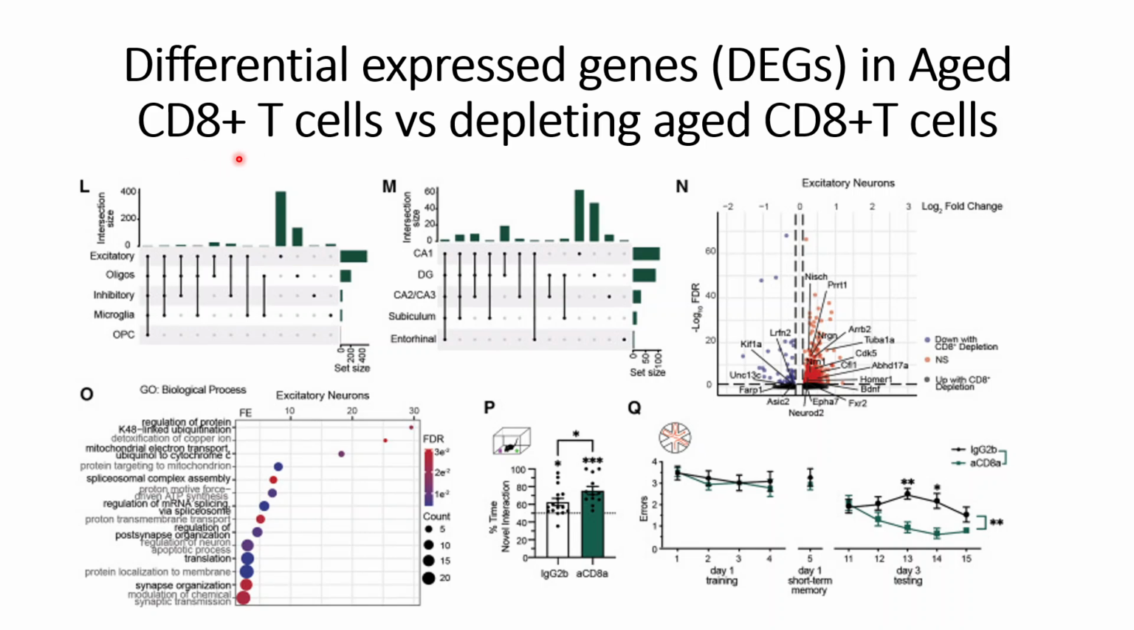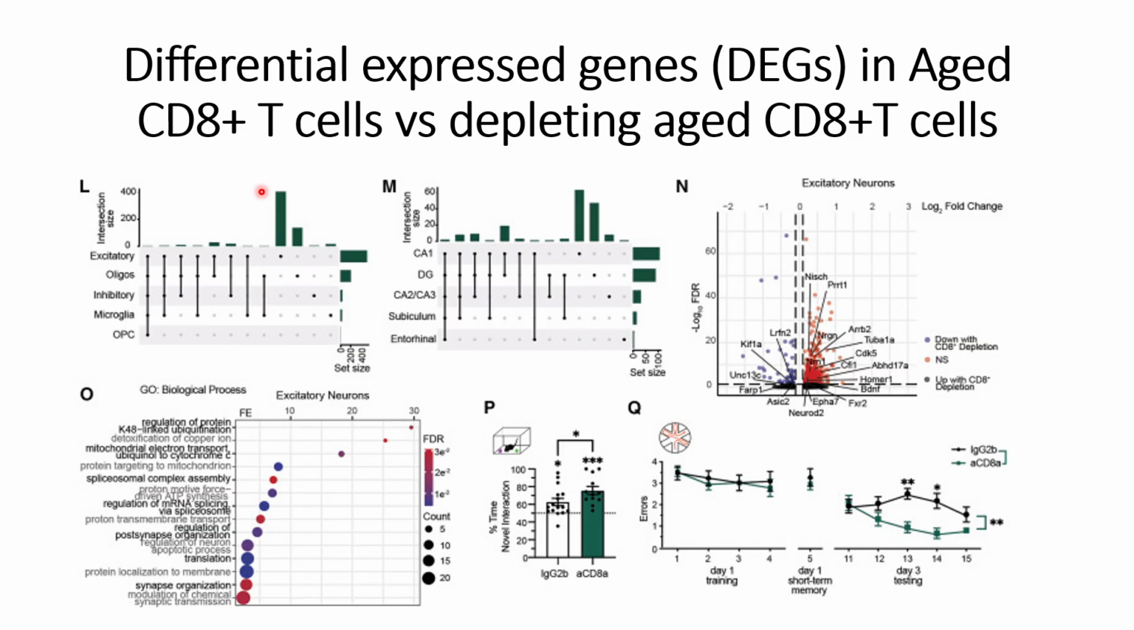Here we will continue our discussion about the differentially expressed genes in the aged CD8+ T cells and the depleting of aged CD8+ T cells in the mice. So what they did is they did the single nucleus RNA-seq analysis of these two conditions, and we have discussed some of the results in the previous video.